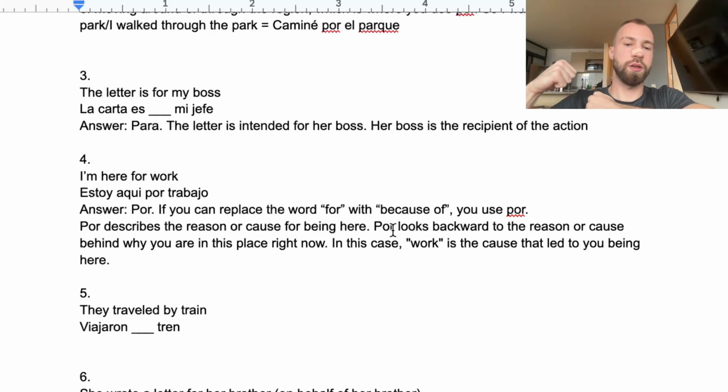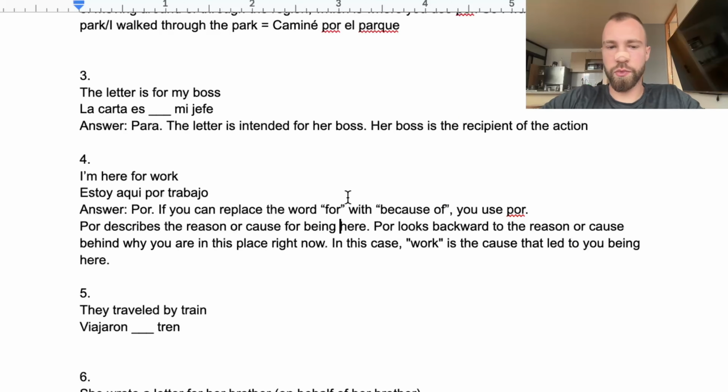So remember, estoy aquí para trabajo looks forward. You're here in order to work, with the intention of working. That's why you have a resume in your hand. That's why you showed up to the place. Whereas estoy aquí por trabajo is looking backwards. You have the job, you have the work, you showed up because of that. Because of work. You're here because of work.